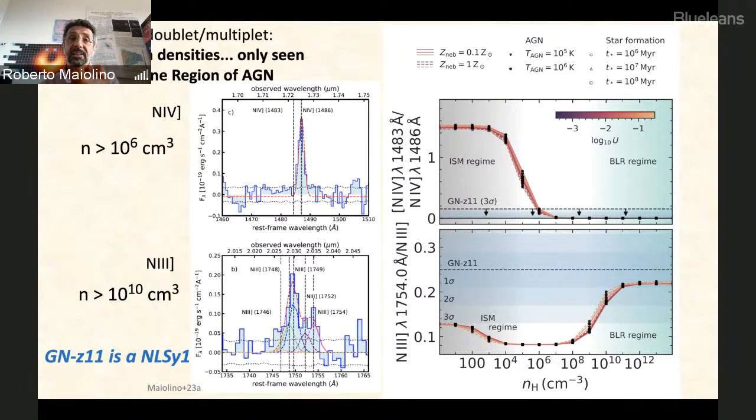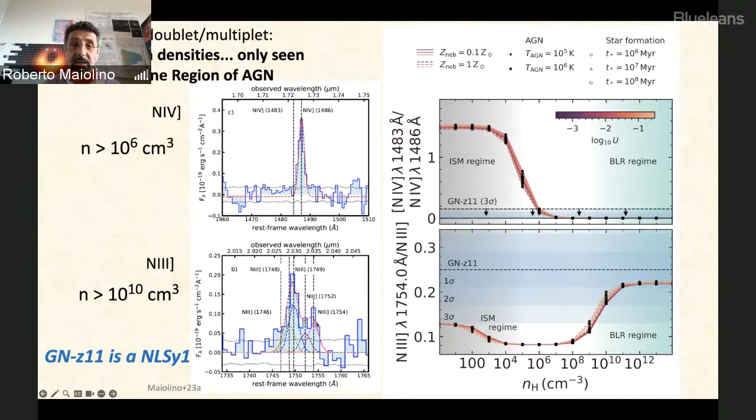The most compelling evidence is these lines, the doublet and multiplet of the nitrogen transitions, which are great because their internal ratio doesn't depend on ionization parameter, on the shape of the ionizing continuum, or on chemical enrichment. It only depends on density because these have different critical densities. In particular, the non-detection of the blue component of this nitrogen IV doublet, which has a critical density of 10^5, indicates, as you see on the right panel, that the density of this gas must be higher than 10^6, which is much higher than any ionized region in any galaxy known so far, except for the BLR of AGNs.